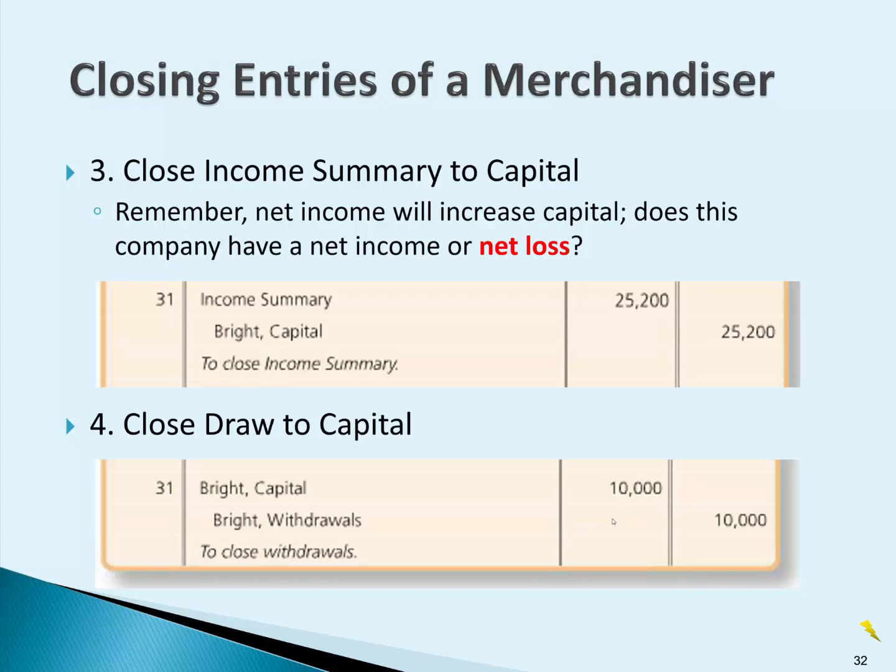So those are the 4 steps for closing a merchandiser. REID: revenues get closed. Expenses and contra revenues get closed. Income summary, step 3, gets closed to capital, and draws get closed to capital.